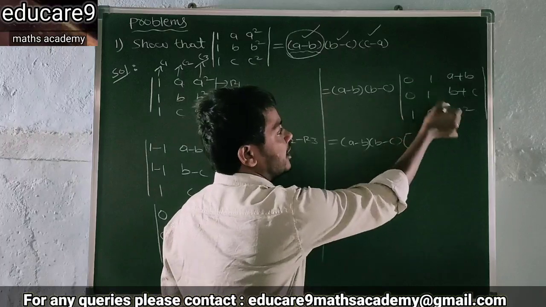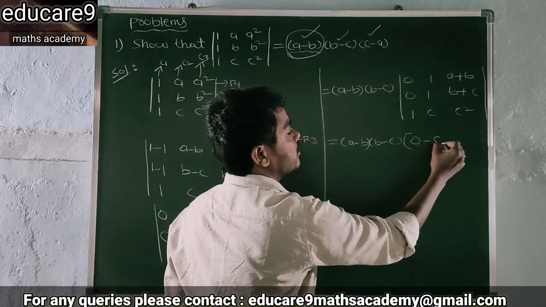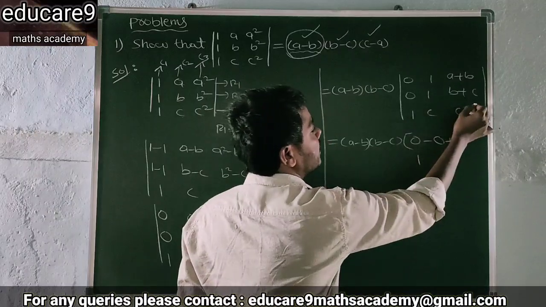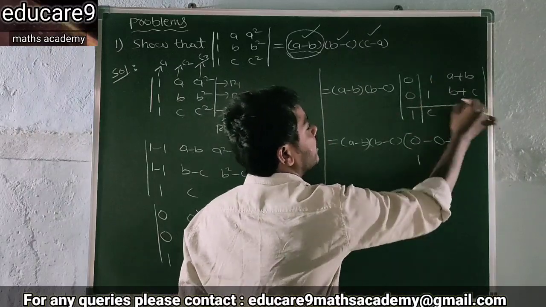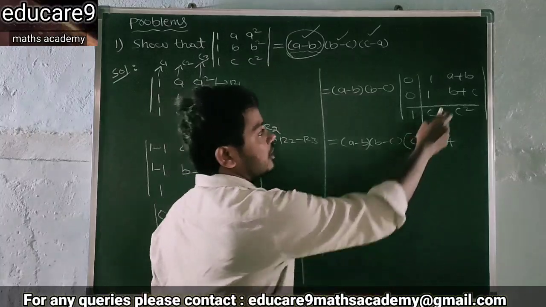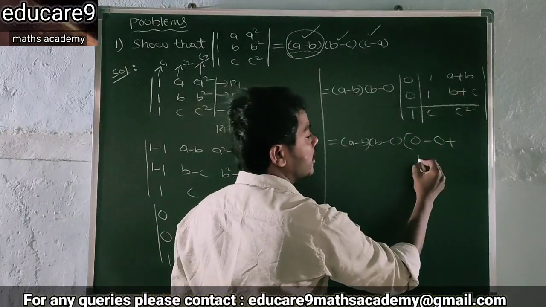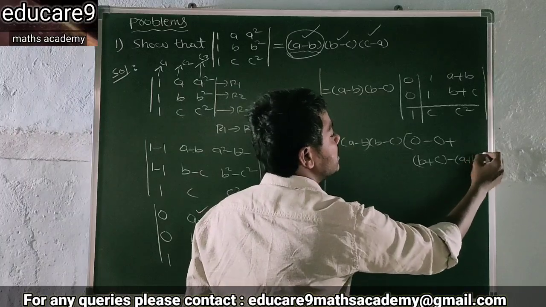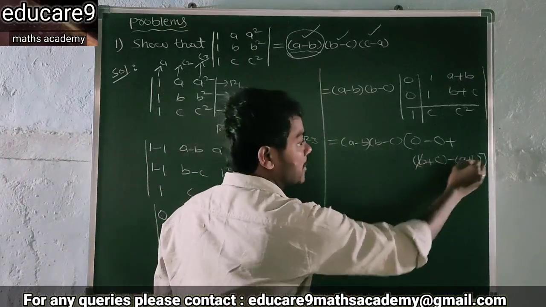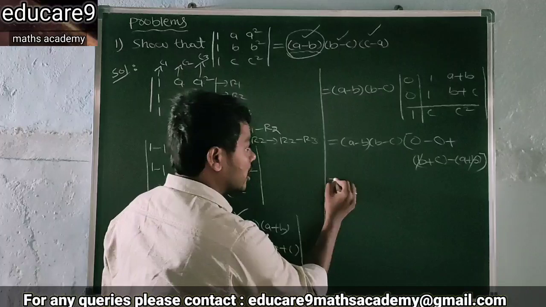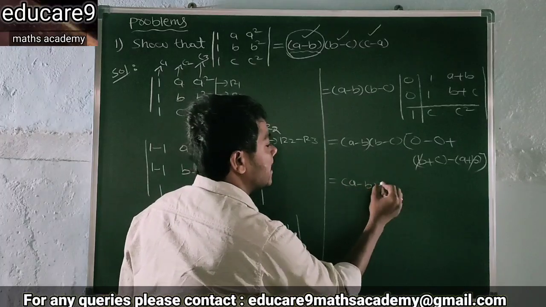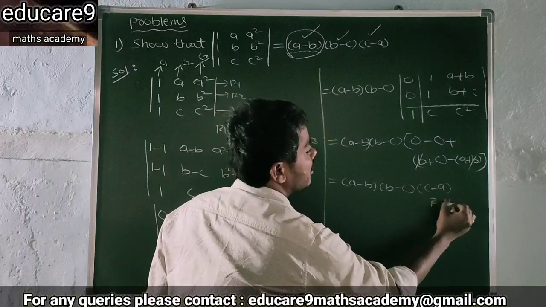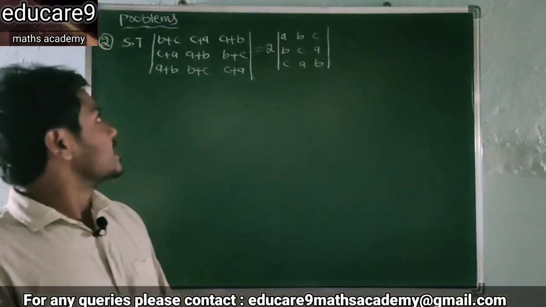And this is 0 into something, 0, minus 0 into something, 0, plus 1 into, delete the corresponding row and corresponding column. So what you get? This one: b plus c minus (a plus b). So clearly b cancels, you can check. Now what you get? a minus b, b minus c and c minus a. So this is the RHS. So see the next one.